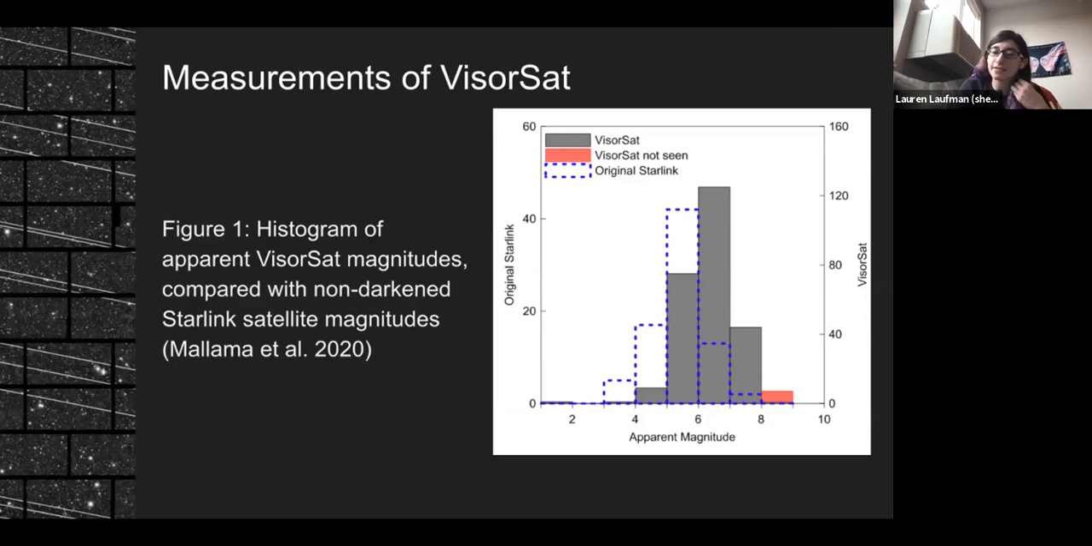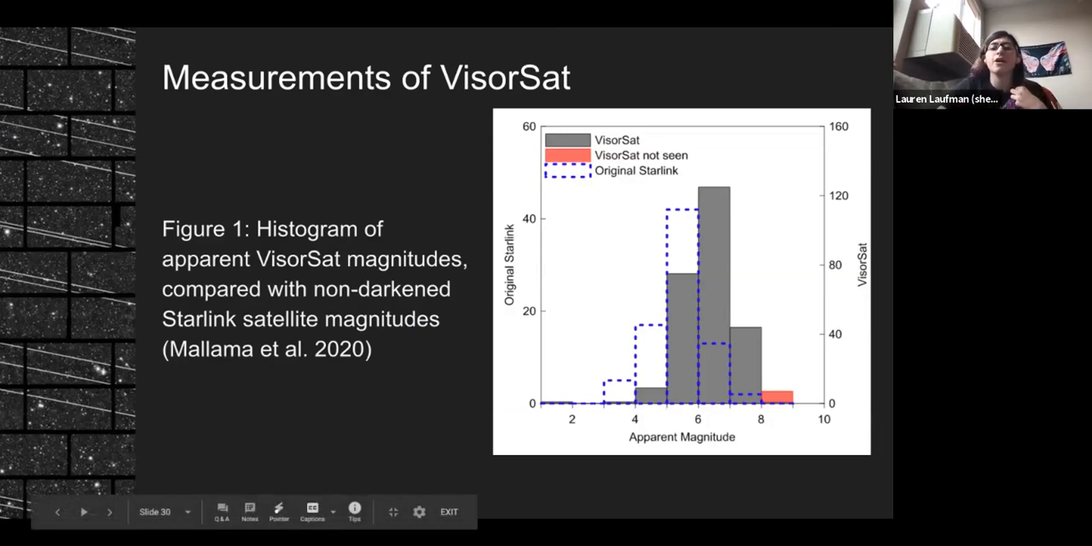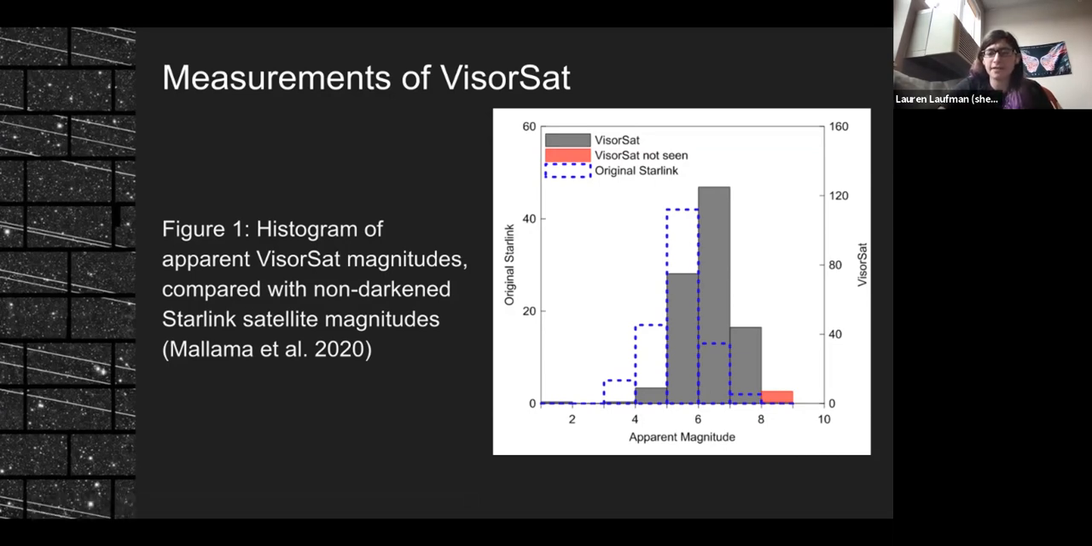However, as we can see here, this other paper that did measurements of VisorSat declared that they think 8th magnitude is the goal to go for darkening instead of 7th, which is even better. However, you can see that the vast majority of the VisorSat measurements do not meet that goal whatsoever. That's the gray boxes. The blue boxes are the original Starlinks, and the red box is the VisorSat that actually reaches the goal of 8th magnitude or darker.